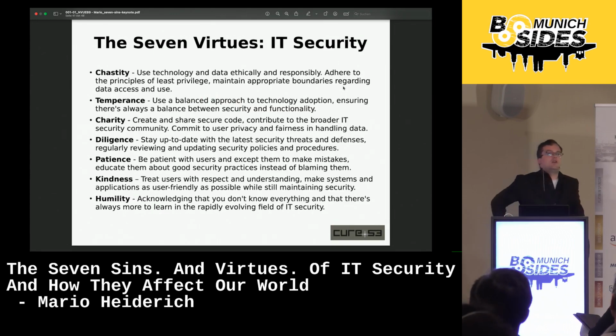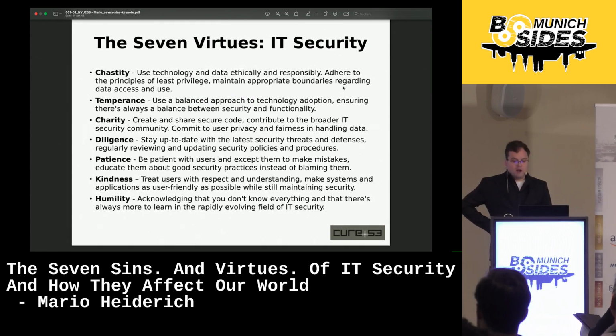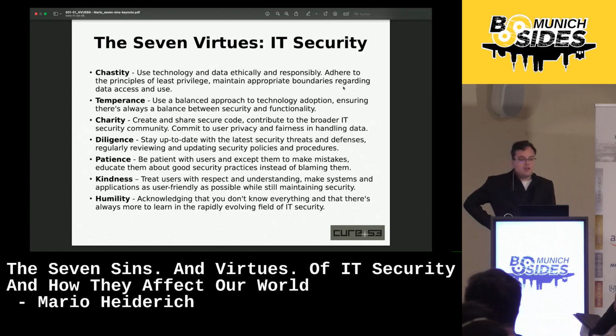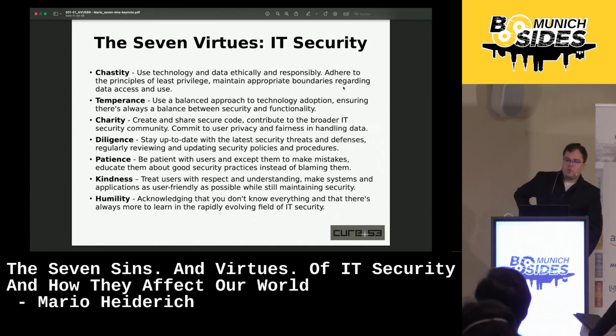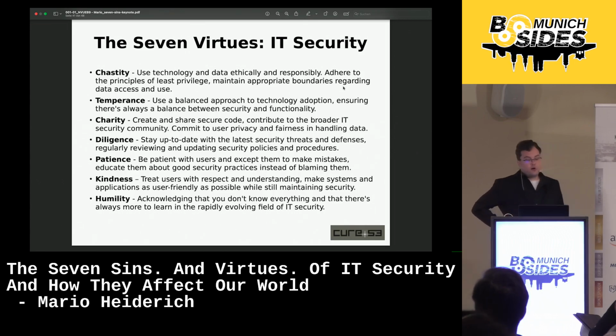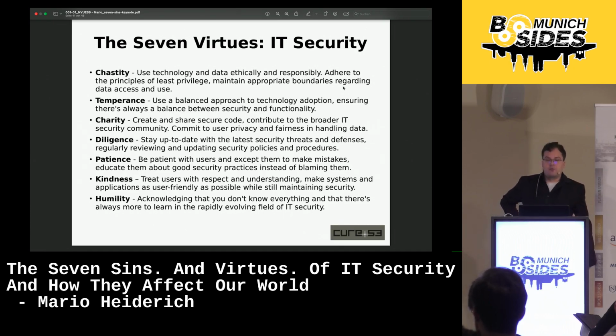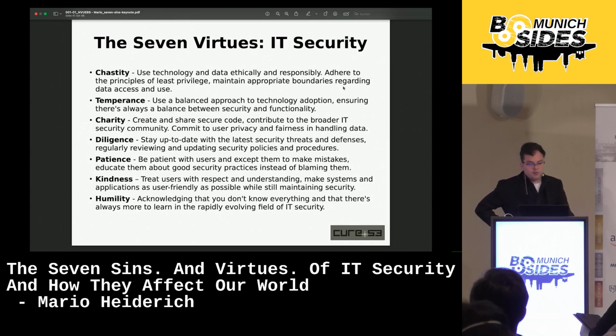So, here, we want to quickly go through them and summarize them and then already arrive at the conclusion of this talk because, hey, it's just the keynote and I have not much time left. So we have chastity, where we could assume that this refers in nowadays world to the use of technology and data in ethical and responsible manners, to adhere to the principles of least privilege, maintaining appropriate boundaries regarding data access and use. Technically quite easy and something that we should be doing in the first place.